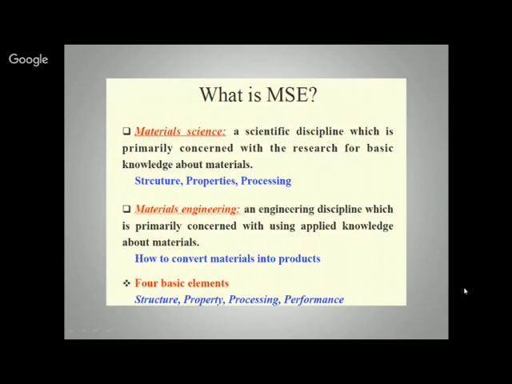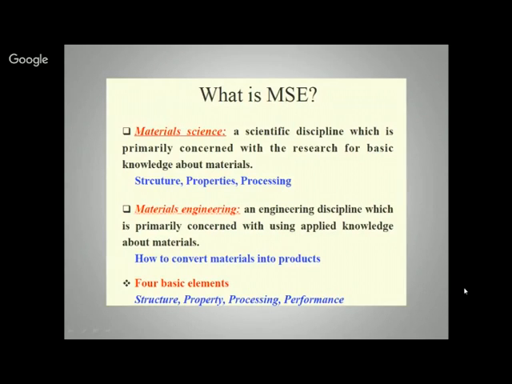Like what you are seeing on the screen, that is a material on which you are getting the projection from the computer. You are sitting on chairs, that is again a material. So each and everything is a material. The main concern about the materials is structure, properties, and processing. So material science deals with these three things: structure, properties, and processing.